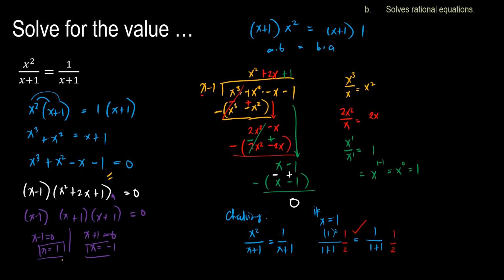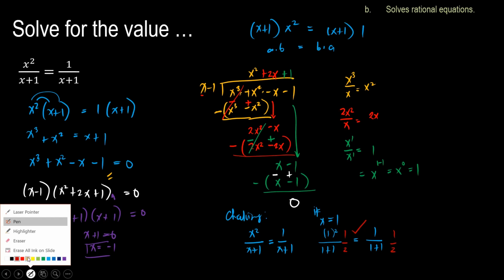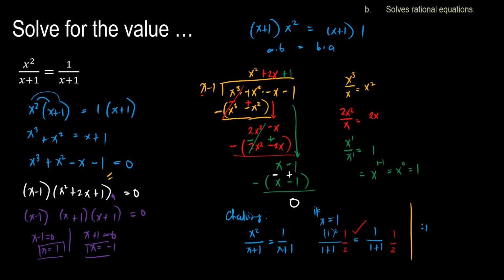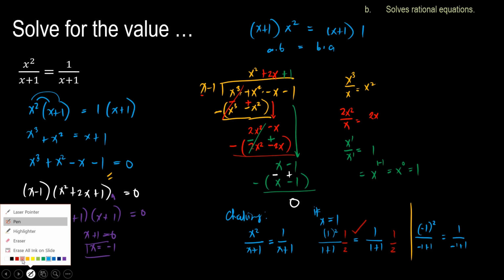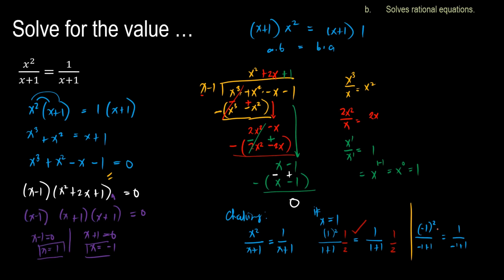Now, let's check the negative 1. Okay, so negative 1, we have negative 1 squared all over negative 1 plus 1 is equal to 1 all over negative 1 plus 1. So, if you notice, class, the denominator will be 0. In the numerator, negative 1 squared is equal to 1, all over negative 1 plus 1 is 0. 1 all over 0 also on the other side. So, what will happen here, class, is it will become undefined. Okay, so meaning, x is equal to negative 1 is not a solution.